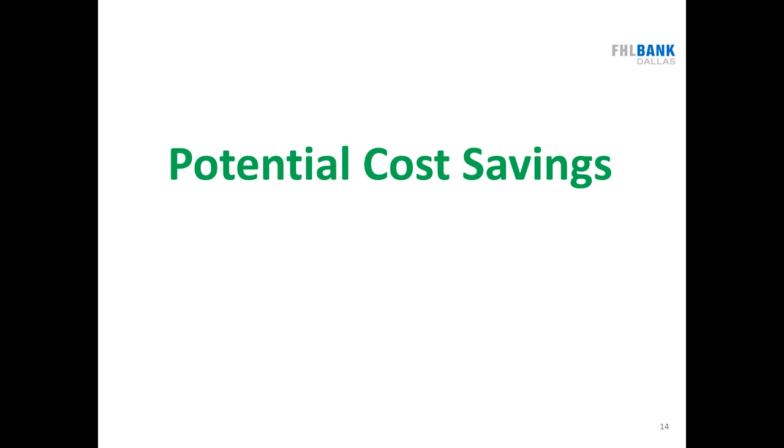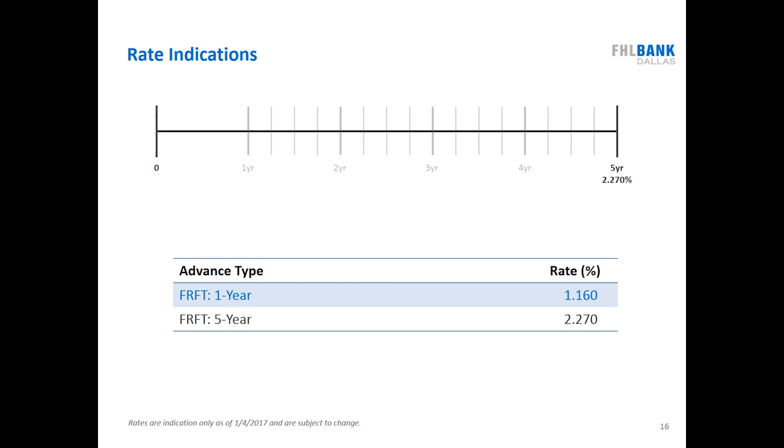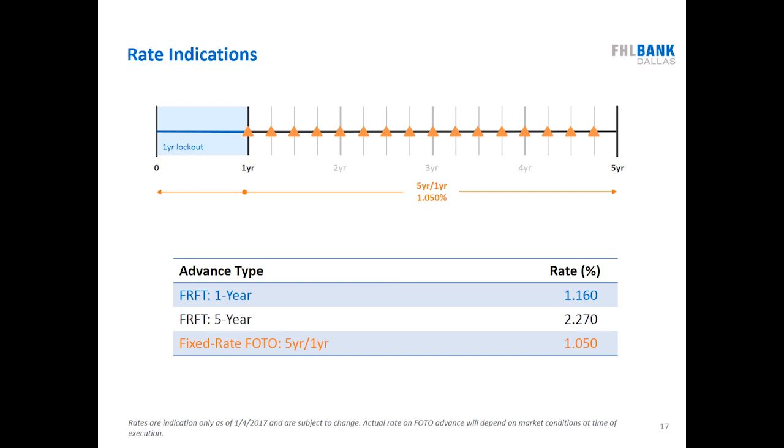The rate on fixed-rate put advances is below the rate on a like maturity bullet advance. Let's look at some example indications. The interest rate on a one-year bullet advance is 1.16%. The interest rate on a 5-year bullet advance is 2.27%. The interest rate on a put advance with a 5-year term and a 1-year lockout is 1.05%.